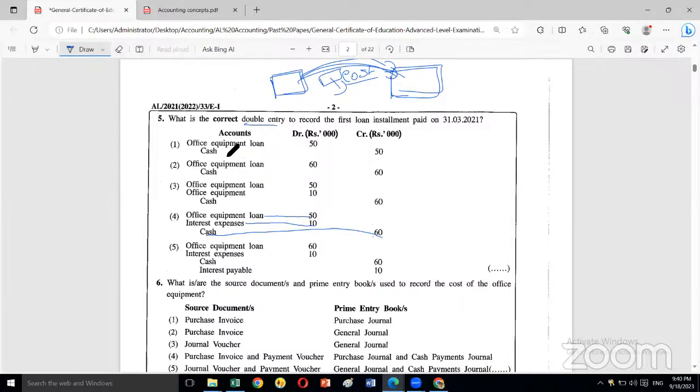So what is the correct answer here? The fourth one is the correct answer. When I am paying cash, cash is reducing, so cash account credit. Interest is an expense, and expense increasing means interest account debit. Office equipment loan is reducing, so office equipment loan account debit. So the fourth one is the correct answer.